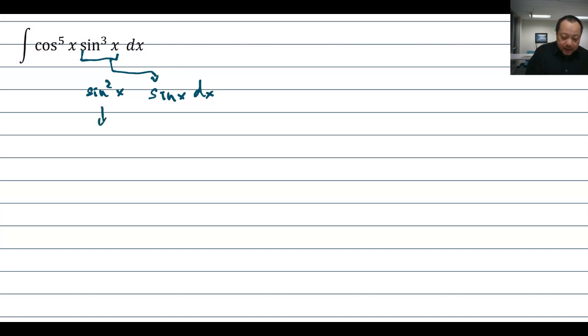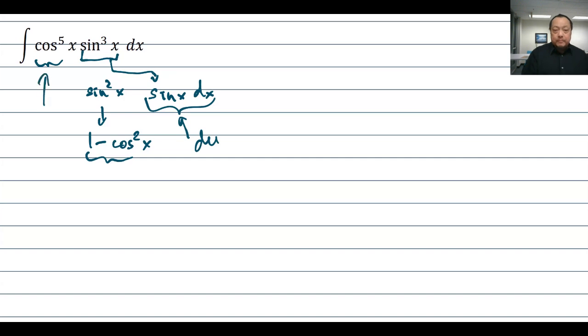Well, sine squared can be written as 1 minus cosine squared. So what I have is a sine x dx, a 1 minus cosine squared, and a power of cosine. I can do u substitution now, because I can recognize that this is du if u is equal to cosine.